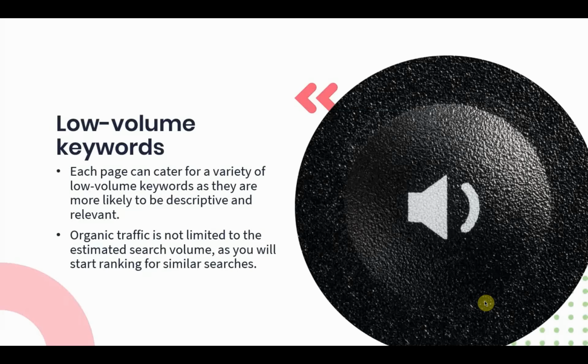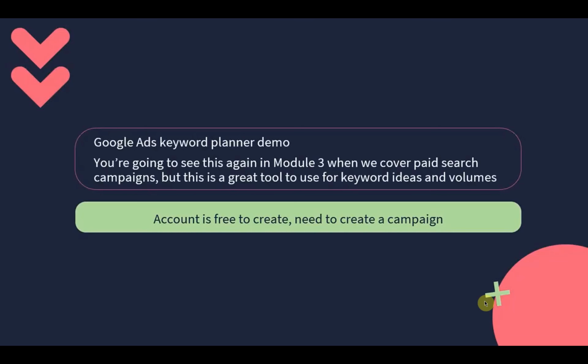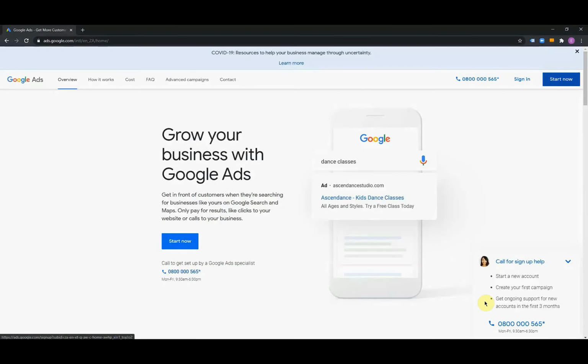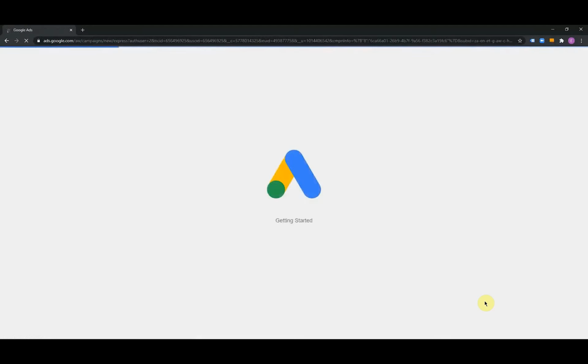Before we close off for this lesson, I just wanted to show you Google Ads, as this is a great resource or tool to use for checking keyword volumes and competition and just getting general ideas. We will go through this in module 3 when we look at paid campaigns, but I just want to show you what this looks like for now. You can also sign up for this or start an account here without needing to pay anything or even set anything up properly, like tracking or whatever it is.